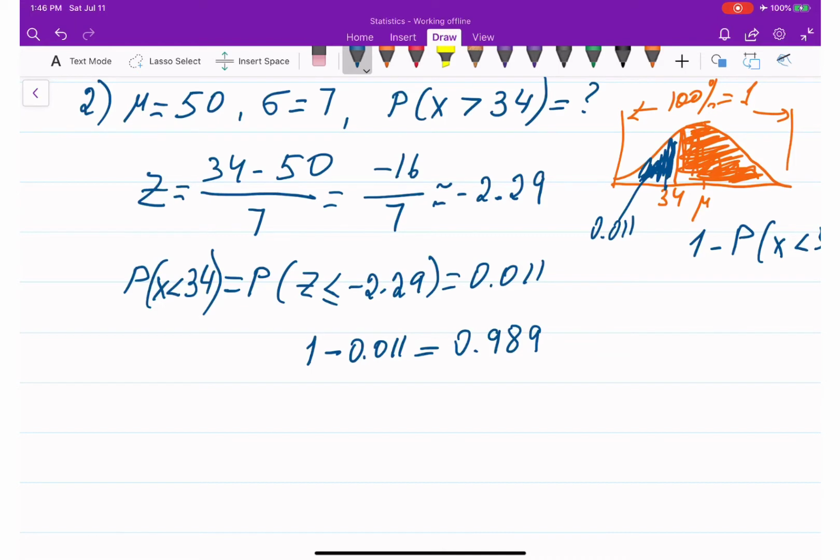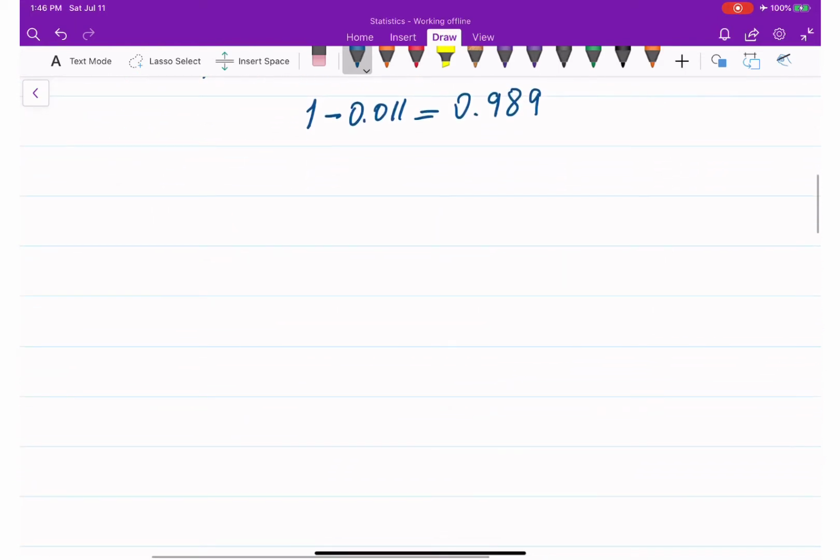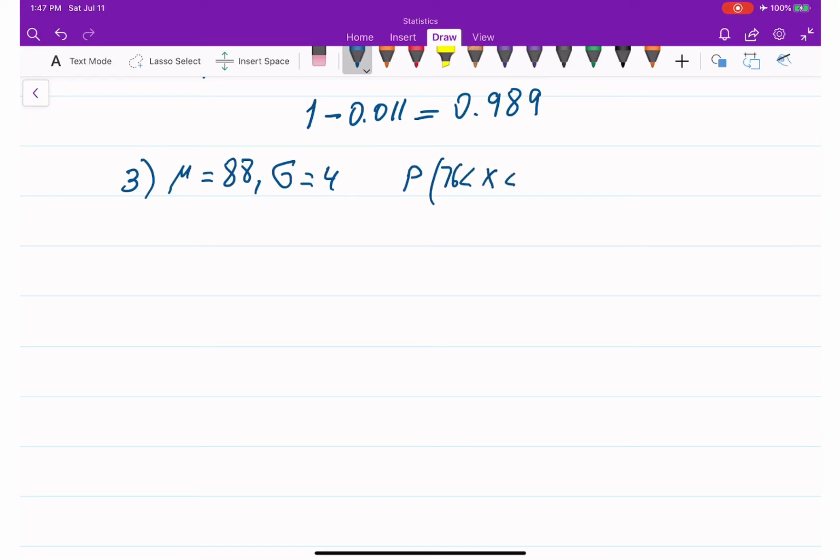All right, now let's solve the next problem. Assume the random variable x is normally distributed with a mean is equal 88. Standard deviation is equal 4. We need to find probability for x is greater than 76 and less than 80.